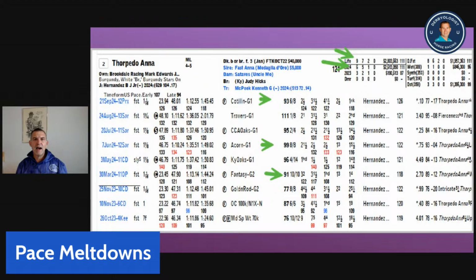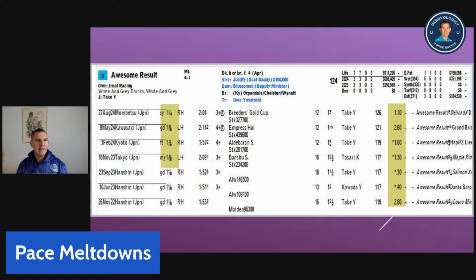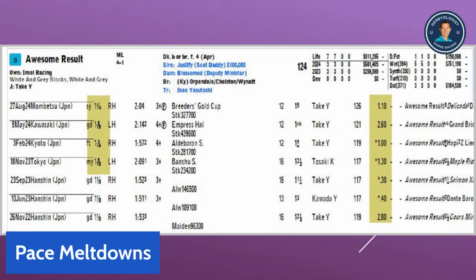Brian Hernandez out of post position number 2. We will see if Torpedo Anna elects to go out early in this race. Now, Awesome Result, going to take a lot of money in that Distaff. I did want to point out, you know, she's been heavily favored in all of her races.